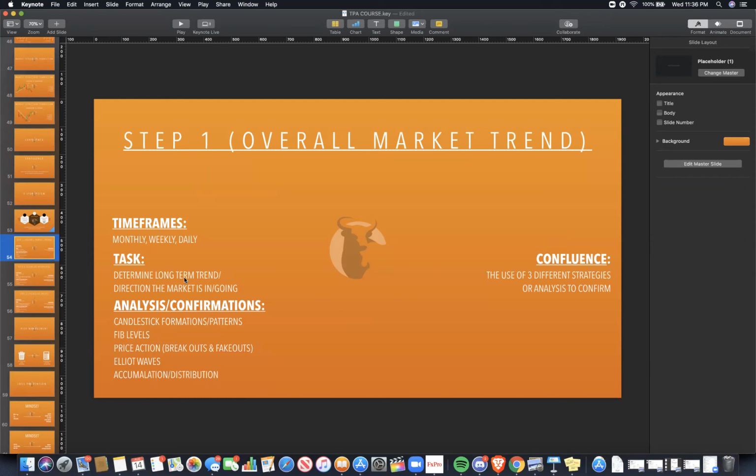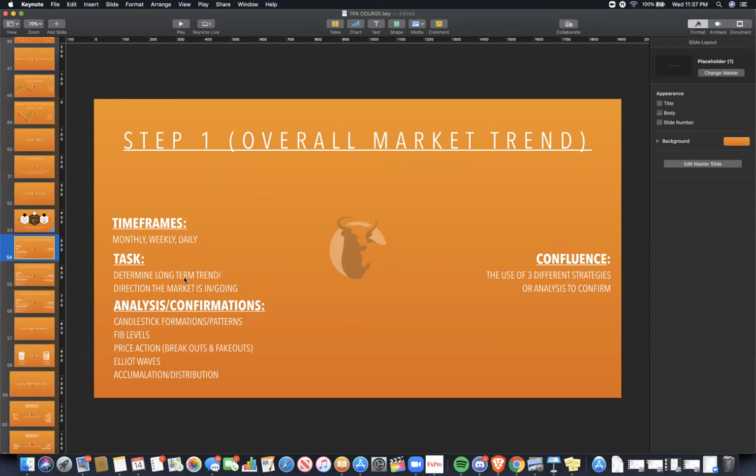Now, our task in this first step is to focus on what the long-term trend is, or where the market is going in the long term, right? Identifying this helps us understand when the market is showing us in all other time frames that there should have been a reversal, and the market just keeps going in that direction.